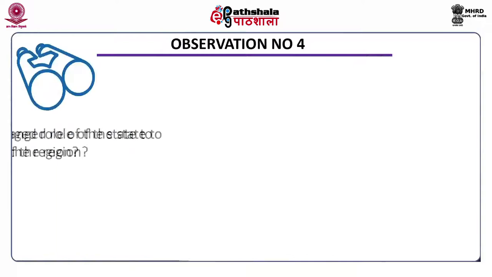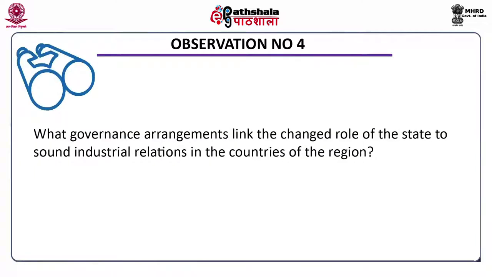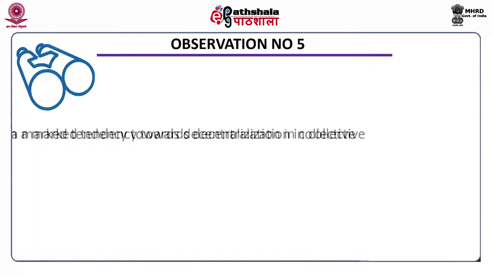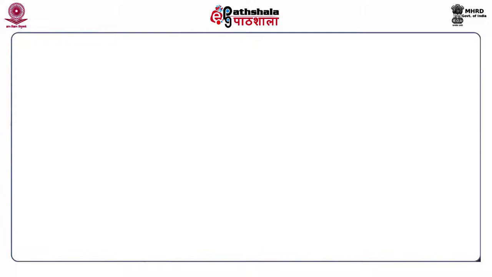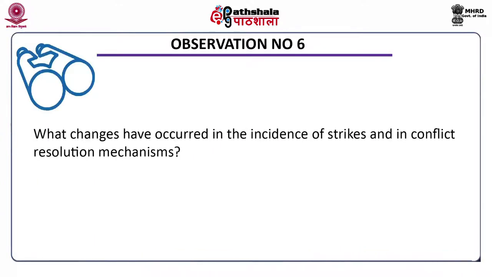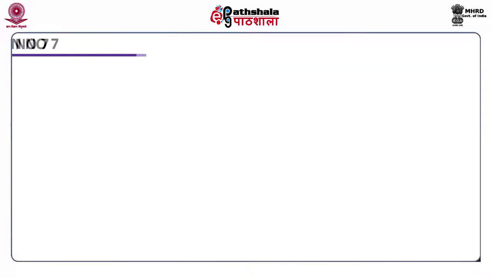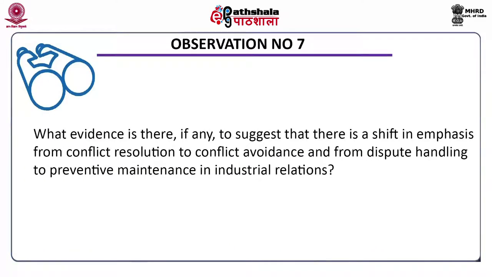Observation number four. What governance arrangements link the changed role of the state to sound industrial relations in the countries of the region? Observation number five. Has there been a marked tendency towards decentralization in collective bargaining? Observation number six. What changes have occurred in the incidence of strikes and in conflict resolution mechanisms? Observation number seven. What evidence is there, if any, to suggest that there is a shift in emphasis from conflict resolution to conflict avoidance and from dispute handling to preventive maintenance in industrial relations?